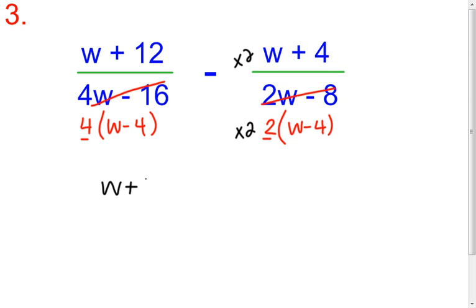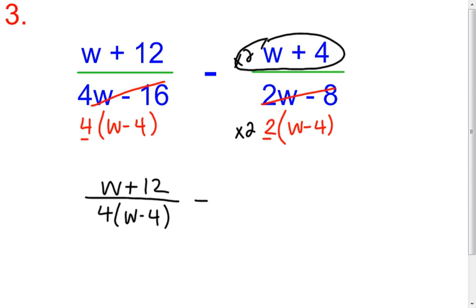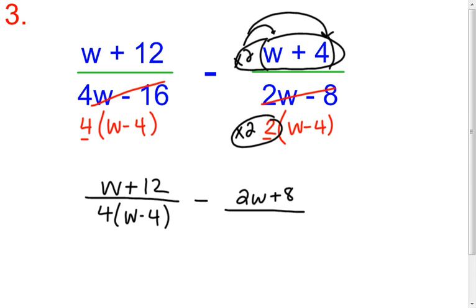I'm left with w plus 12 over 4 times w minus 4, minus sign in between. You have to be careful when you multiply this quantity by 2, you need to multiply the whole quantity by 2, so you need to distribute that 2 through. So then you have 2w plus 8 over, of course, 2 times 2 becomes 4, and then w minus 4.